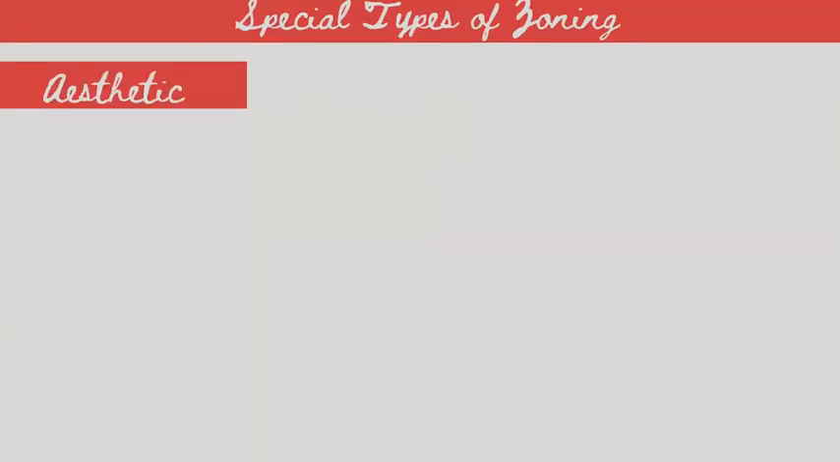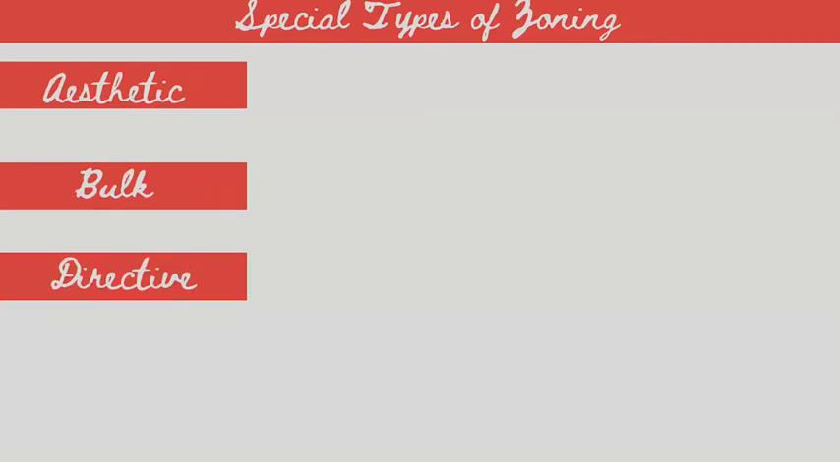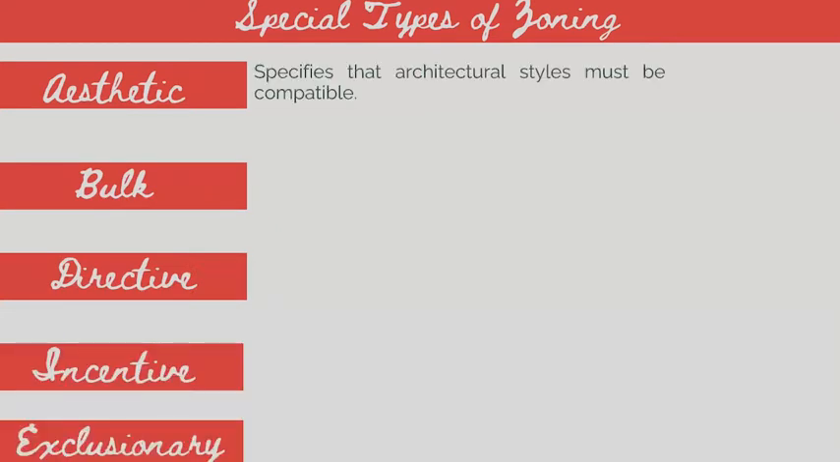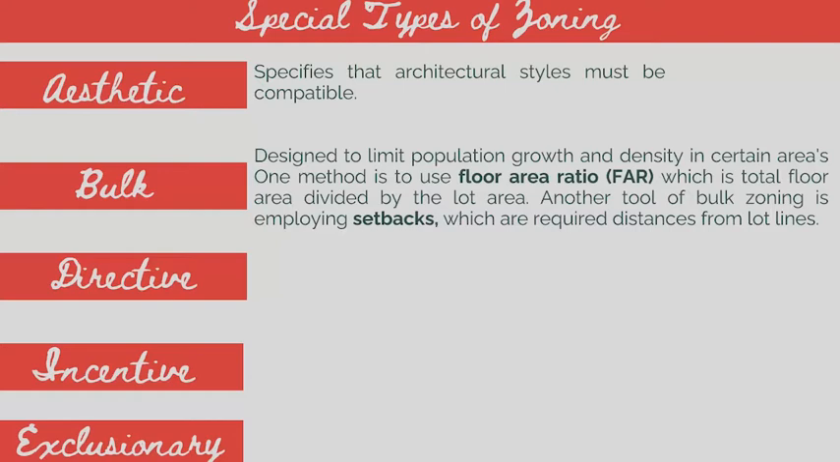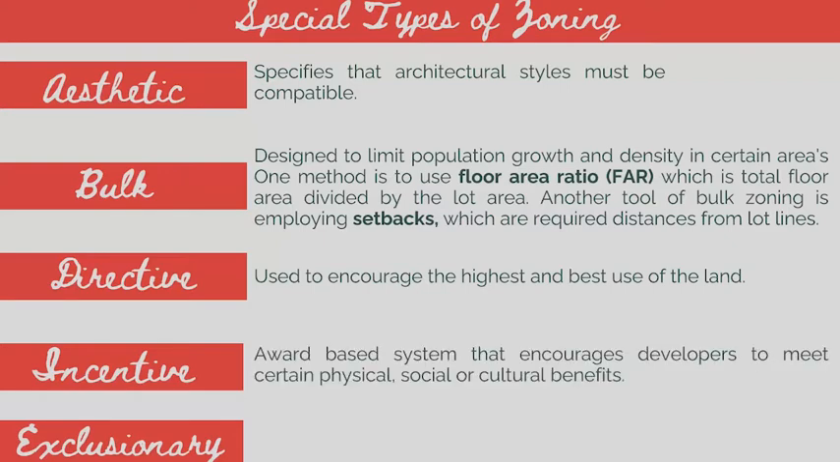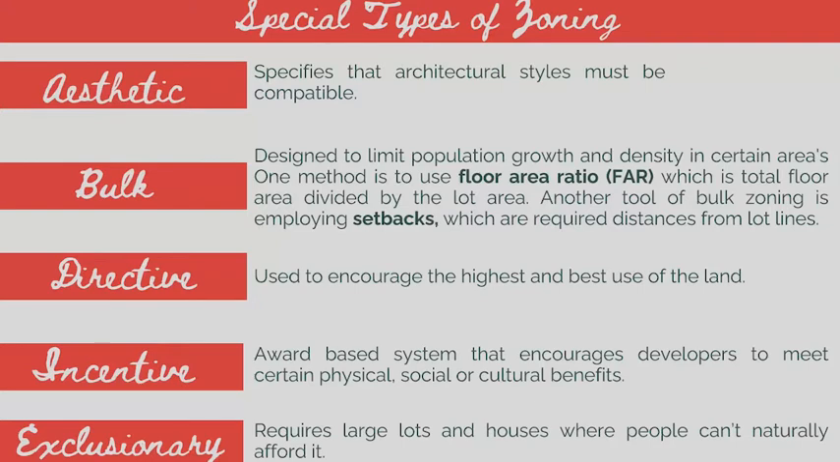Special types of zoning. We have the aesthetic, bulk, directive, incentive, and exclusionary. Aesthetic specifies that architectural styles must be compatible. Bulk is designed to limit population growth and density in certain areas. One method is to use floor area ratio, also known as FAR, which is total floor area divided by the lot area. Another tool of bulk zoning is employing setbacks, which are required distances from lot lines. Directives are used to encourage the highest and best use of the land. Incentive is an award-based system that encourages developers to meet certain physical, social, and cultural benefits. Exclusionary requires large lots and houses that people can't naturally afford.